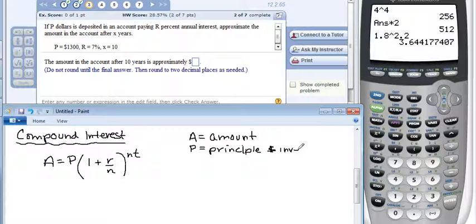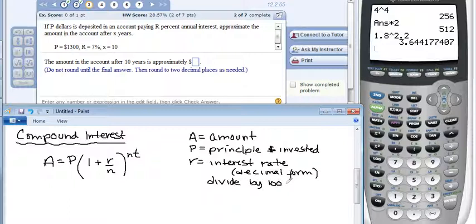Dollars invested. So let's say you invest $1,300. That's your P. That's how much money you give the bank in the beginning. R is the interest rate that the bank is willing to pay you, and this has to be in decimal form. They'll always give it to you as a percentage, so you're going to want to divide by 100 to get that into decimal form, or move the decimal over 2.